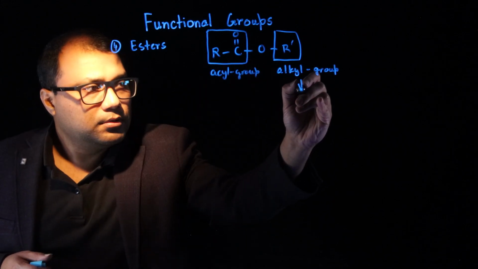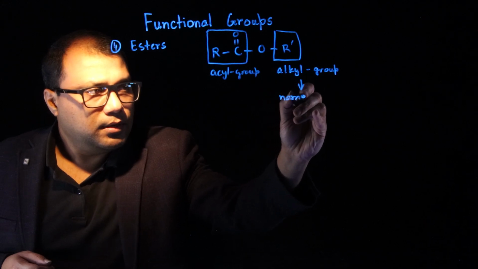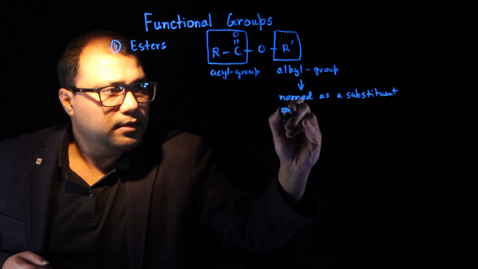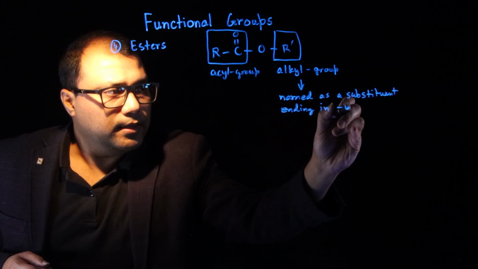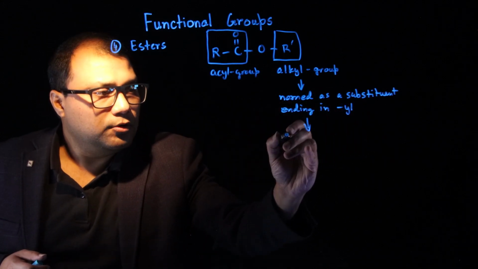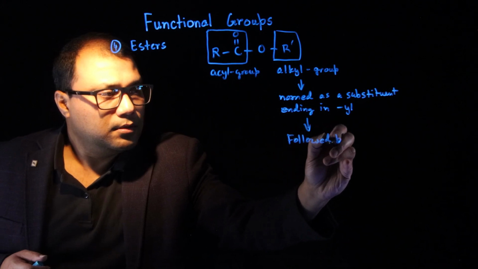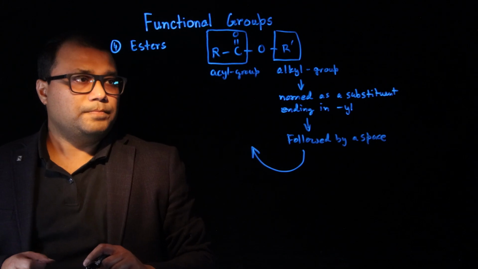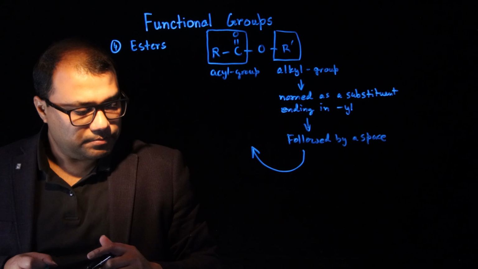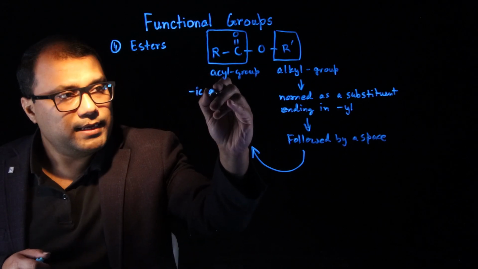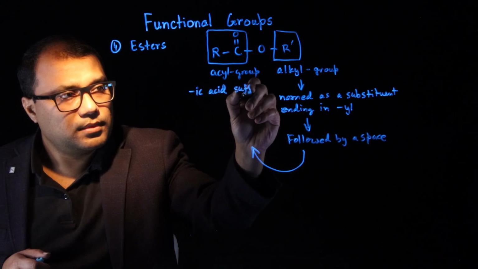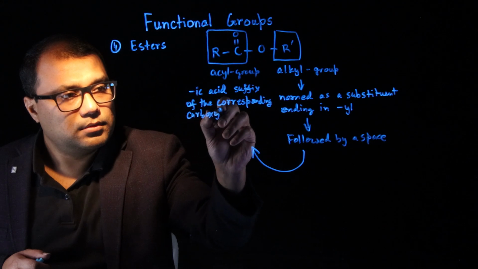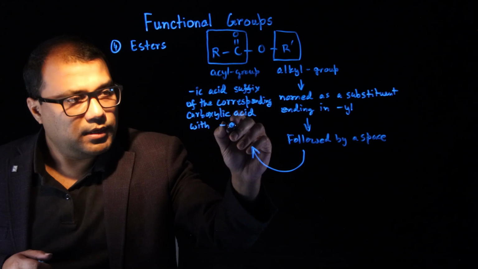Okay. How this is named is simple. So this side is the alkyl group. And this side, this is called the acyl group. Okay, so the alkyl group is first named, and it's named as a substituent ending in YL. This will be followed by a space, and then we go to the acyl group. Okay, how we name the acyl group is pretty simple. We replace the ic acid suffix of the corresponding carboxylic acid with ATE.